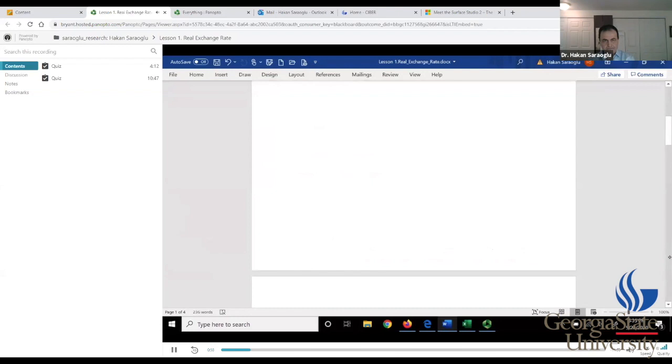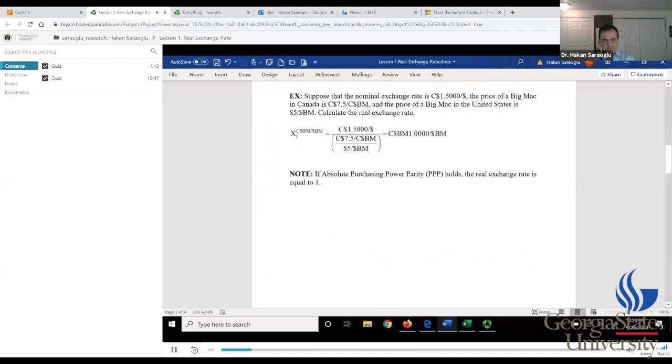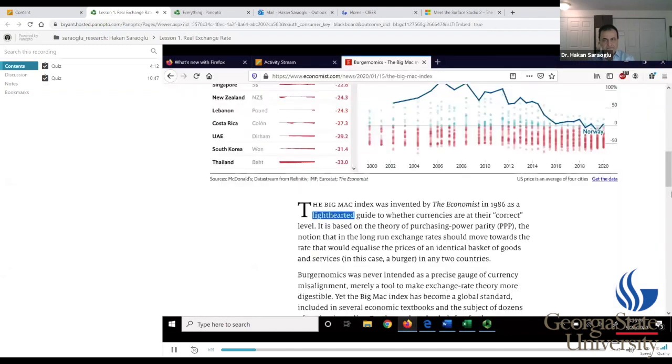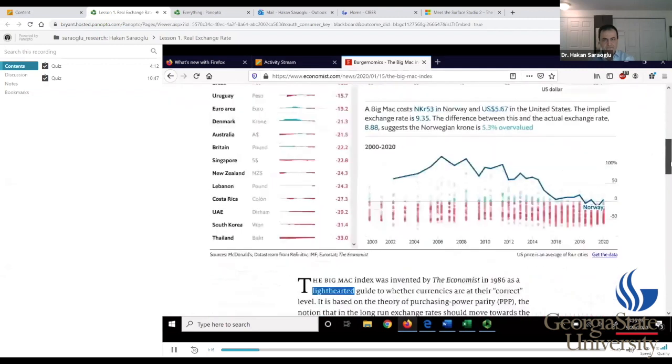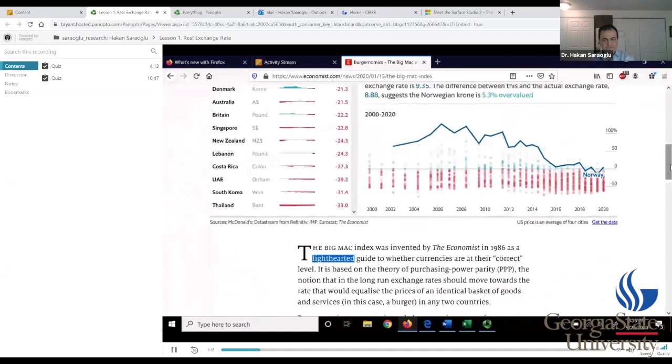Let's move on to an example to illustrate this concept. Here, we're going to rely on a lighthearted example, and to understand what I mean by lighthearted, let's go to the Economist Big Mac Index website, Burgernomics, the Big Mac Index. And here I highlighted the word lighthearted because this example assumes that the set of goods and services, the consumption basket that a typical household consumes, is replaced by a Big Mac.